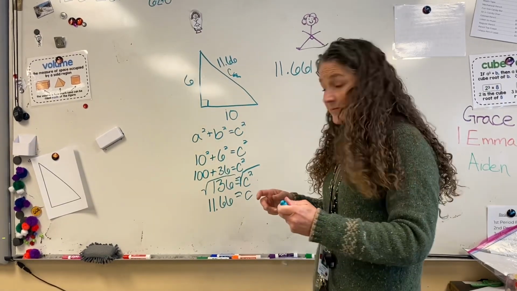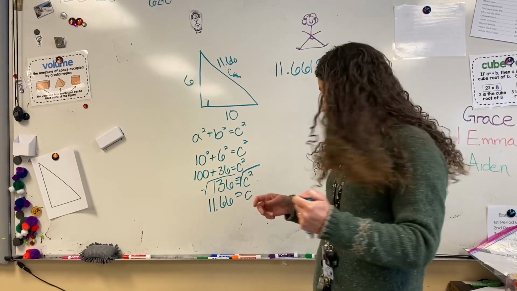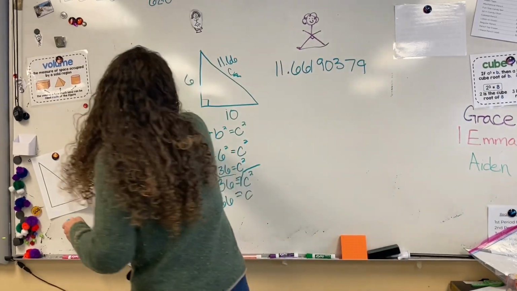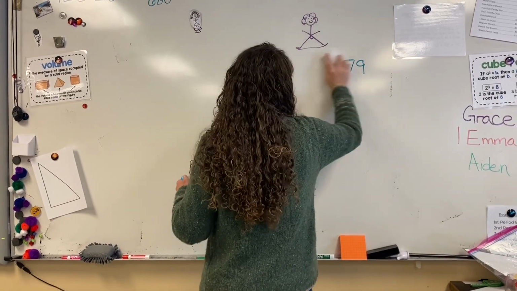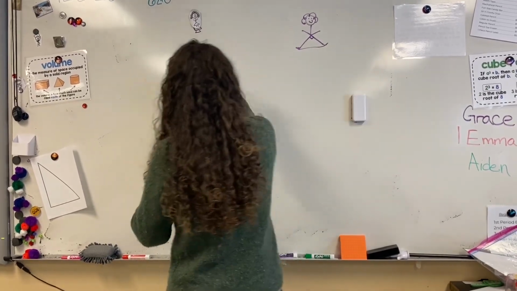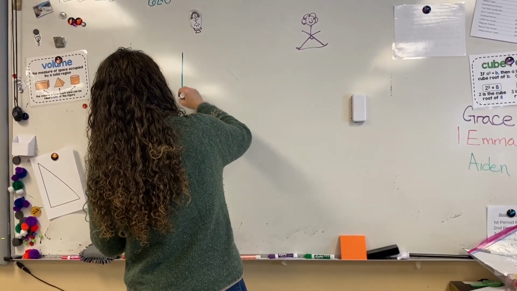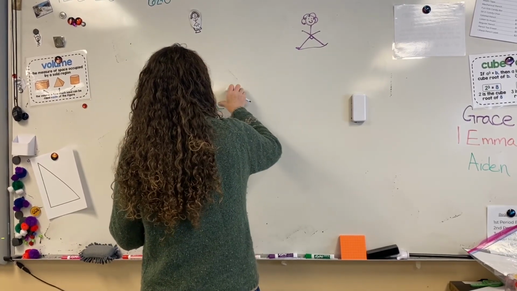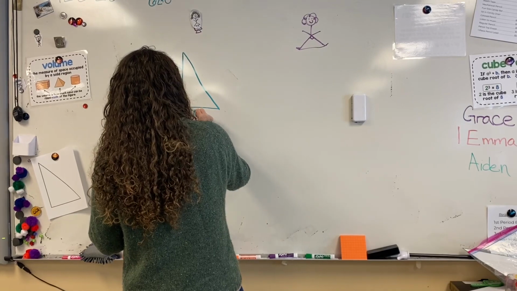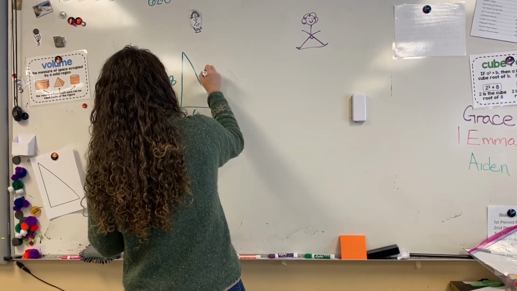All right, should we do one from your assignment? Let's do the first one. You guys are going to have to help me with it because I don't have one in front of me. It's ACB. Okay, give me the legs. 6 and 8. And we're trying to find C.